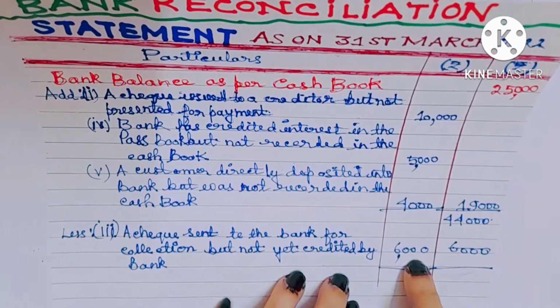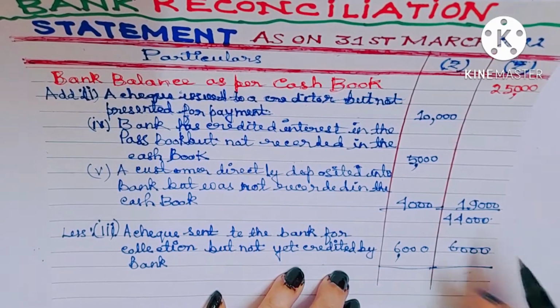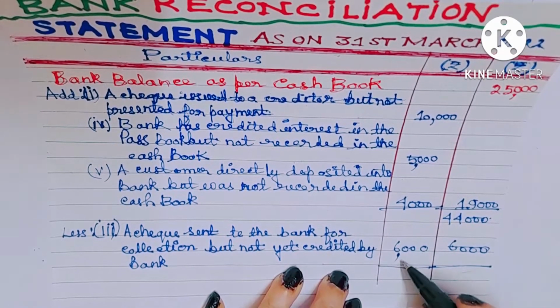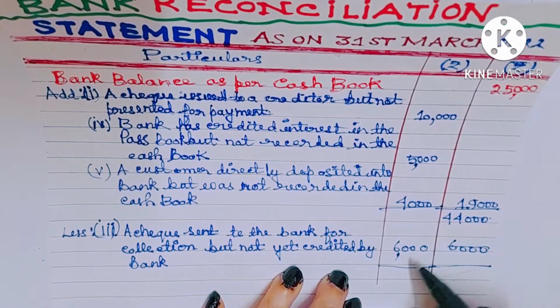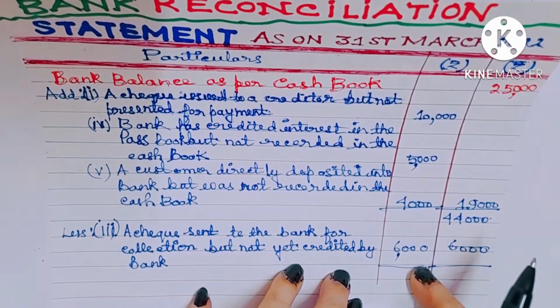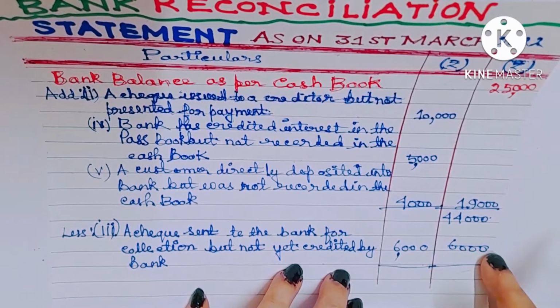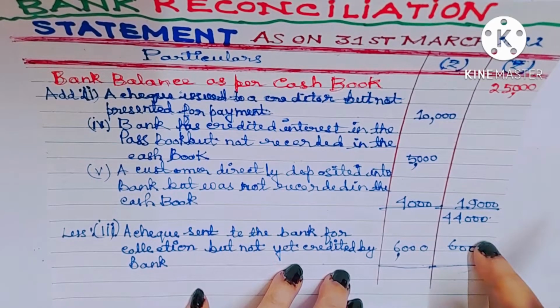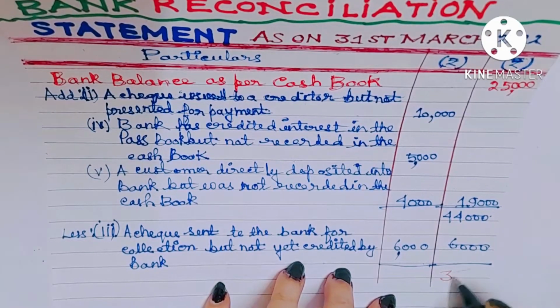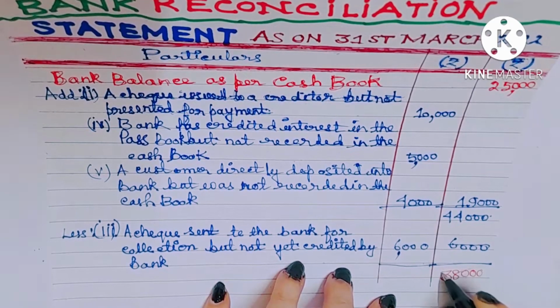So we'll write this 6,000 here. এখানে আমাদের আর কিছু নেই. If there was another transaction, suppose 4,000, 6,000 plus 4,000 will give you 10,000, so we would have written 10,000 here. কিন্তু আমাদের একটাই ট্রানজাকশন আছে, so we'll write 6,000 here. So deduct this 6,000 from 44,000, so we'll get 38,000.